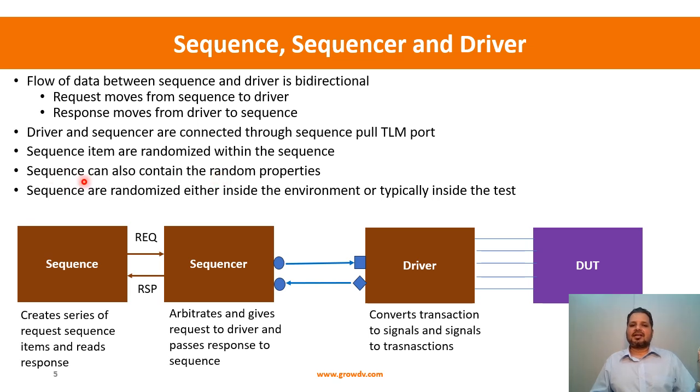So that is the reason the sequence can also contain random properties, and sequences are randomized either inside the environment or typically inside the test, because the test is what is responsible for creating the stimulus. It creates that stimulus by picking up various sequences and running them on the sequencer, and then those sequence item requests go via the sequence item pull port to the driver and get driven out on the signals. The responses are collected by the driver, and they can be put in the analysis port back to the sequence.